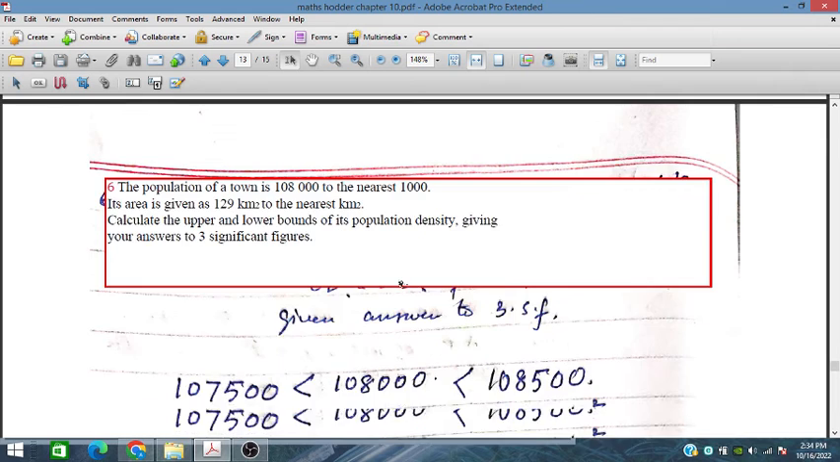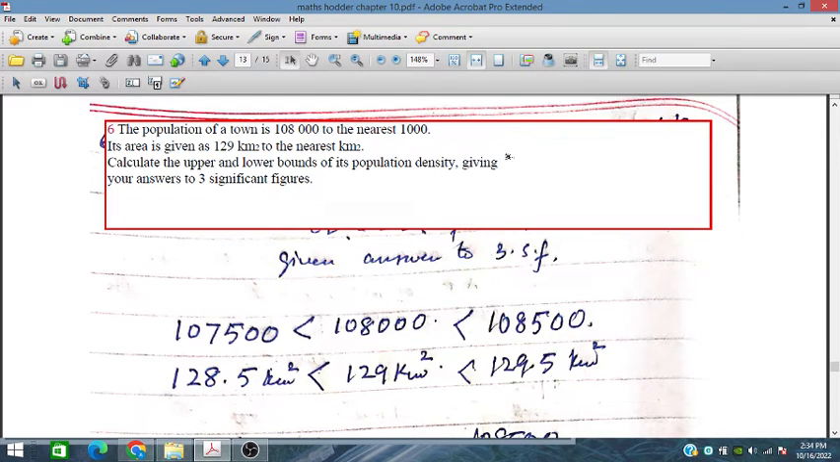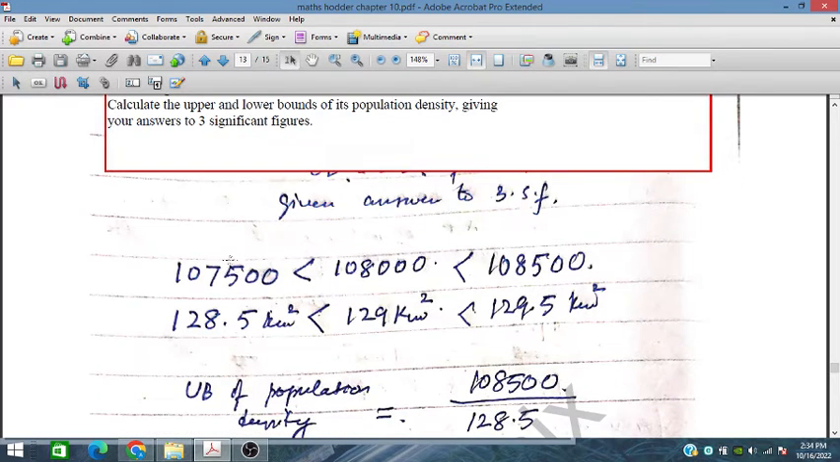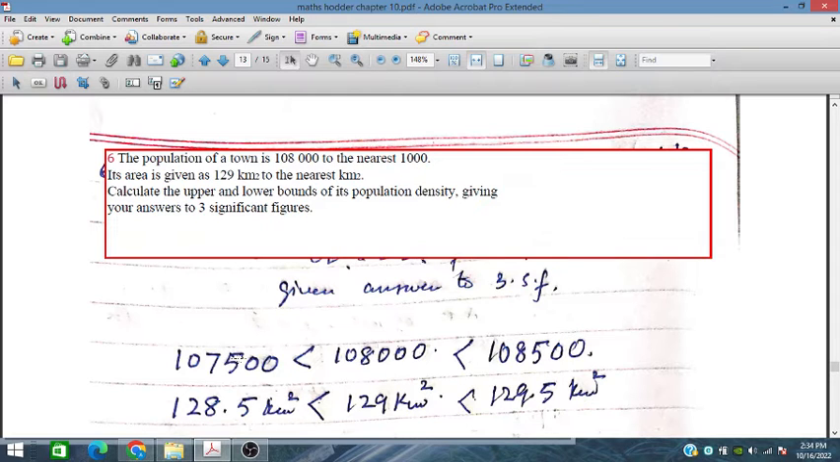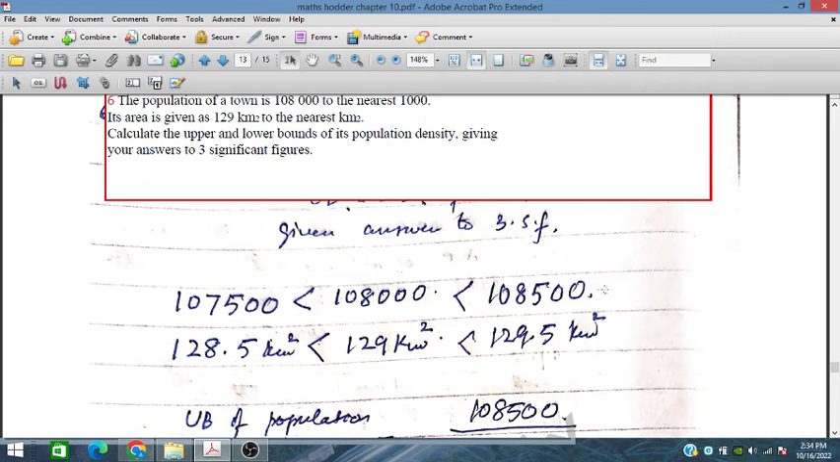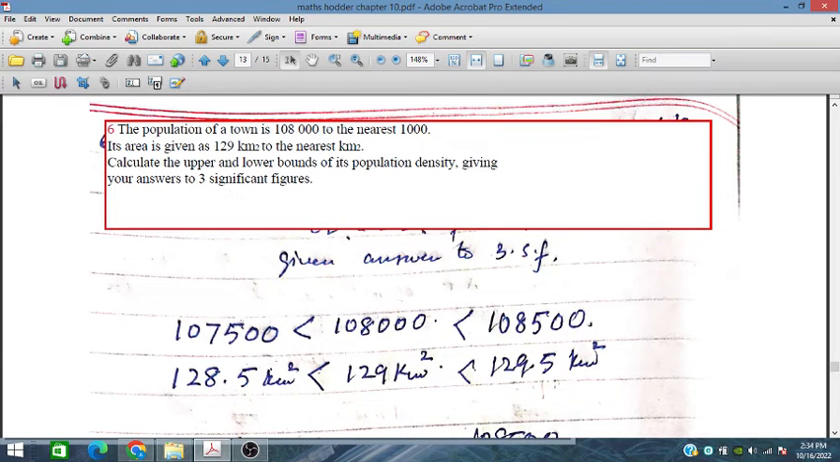Similarly, for this one, the population of a town is this, to the nearest 1000. The area is given as 129 kilometers square, to the nearest kilometer square. Calculate the upper and lower bounds of its population density, giving your answer to 3 significant figures. So this is the population, nearest to the 1000, so half a thousand is covered here and half on the upper side. Similarly, for this area, the bounds are 128.5 to 129.5 kilometers square.